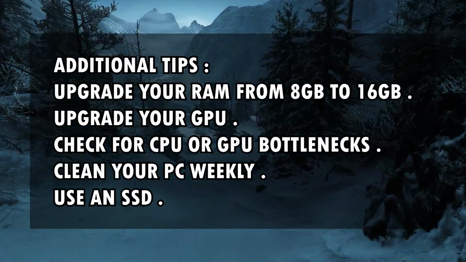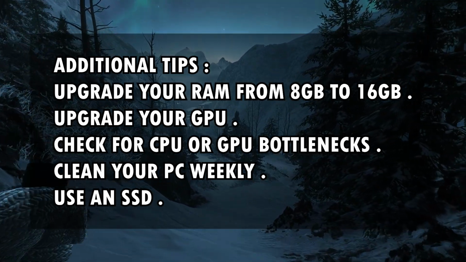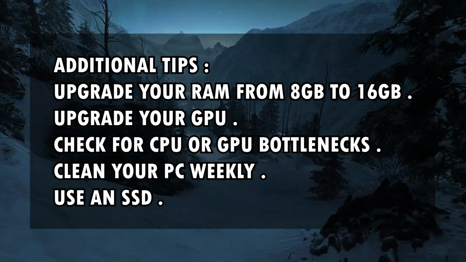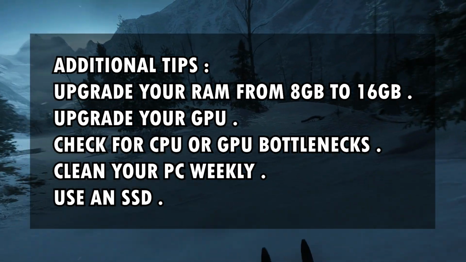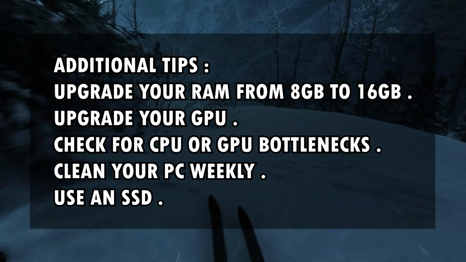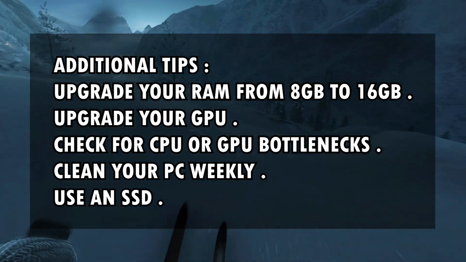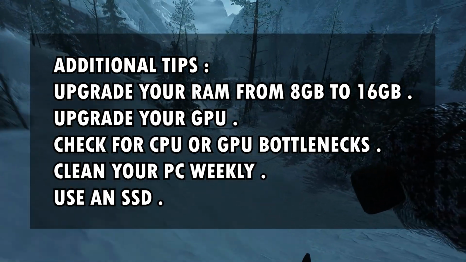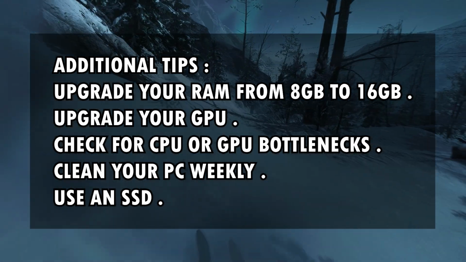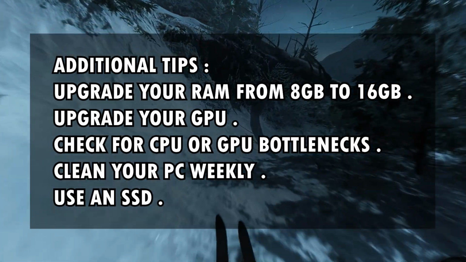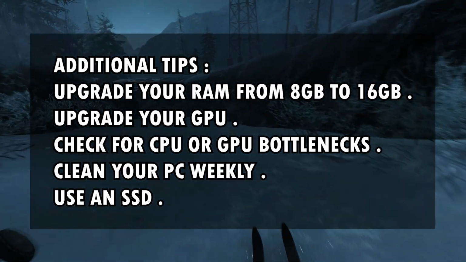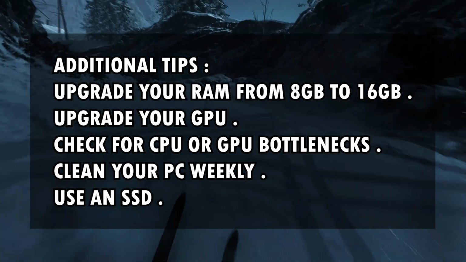Additional tips to improve your PC's performance. Upgrade your RAM from 8GB to 16GB for smoother multitasking. Upgrade your GPU for better gaming and graphical performance. Check for CPU or GPU bottlenecks to ensure optimal system performance. Clean your PC weekly to prevent overheating and maintain efficiency. Use an SSD for faster OS boot times and quicker game loading.